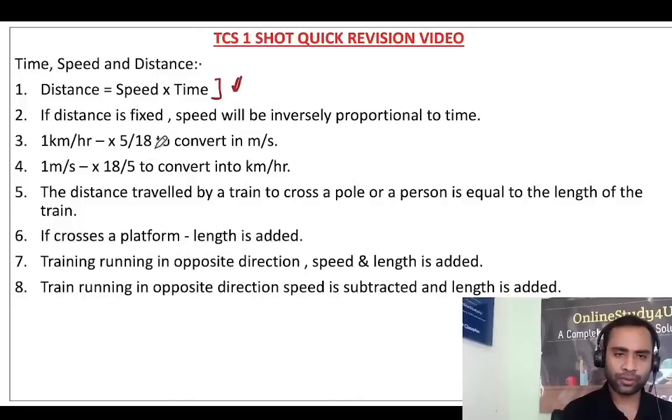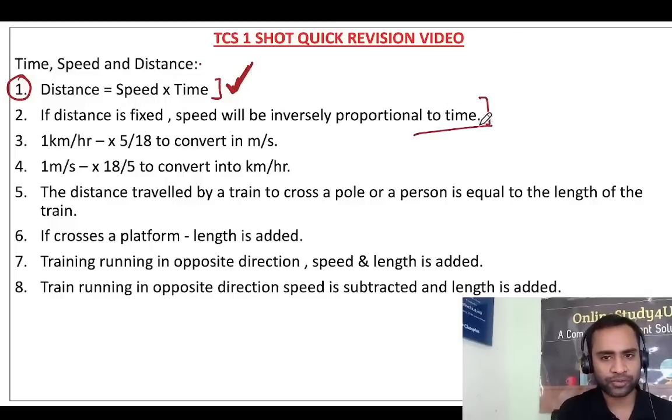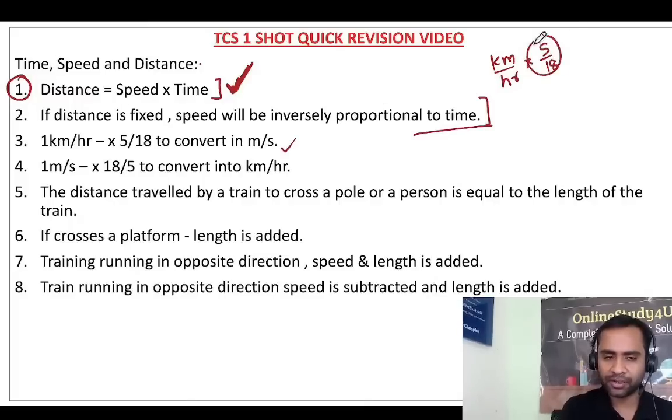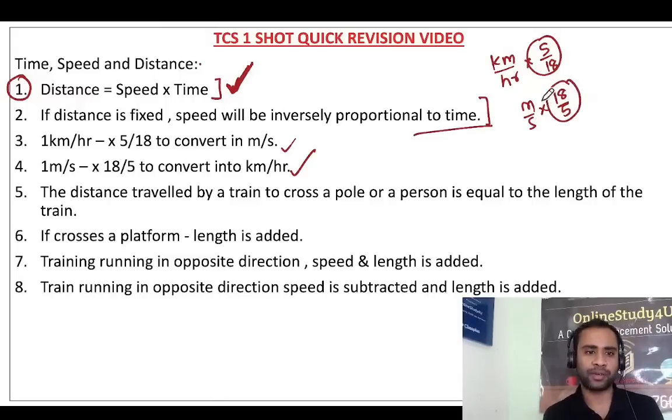Now, time, speed and distance. Distance will be equal to speed into time. If distance is fixed, speed will be inversely proportional to time. If any data is given in kilometer per hour and you have to convert it to meter per second, multiply by 5 by 18. If any data is given in meter per second and you want to convert into kilometer per hour, multiply by 18 by 5.